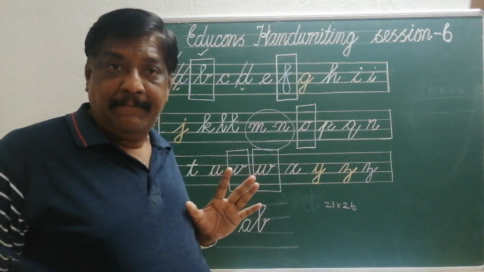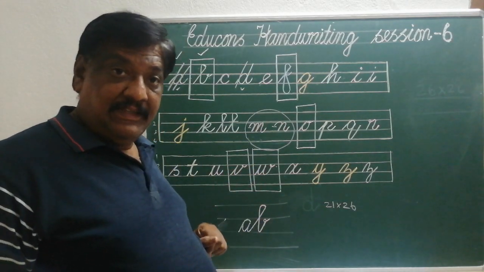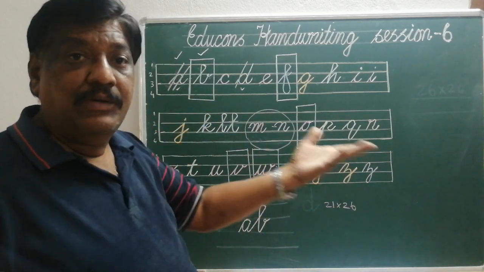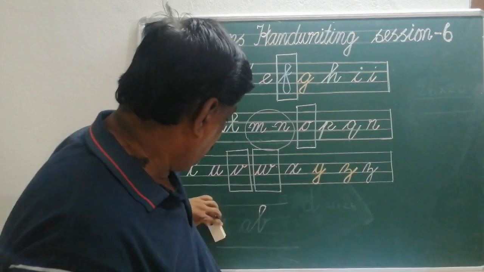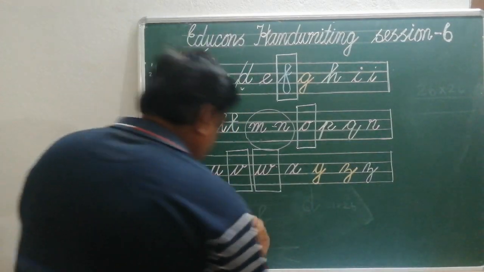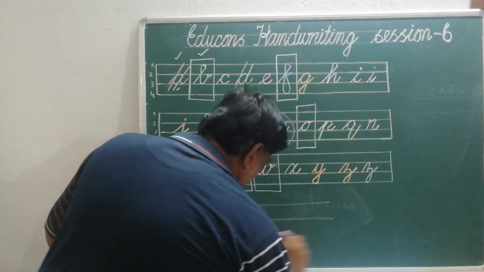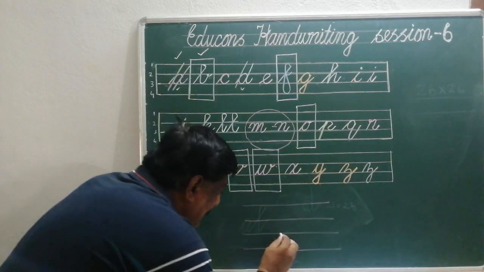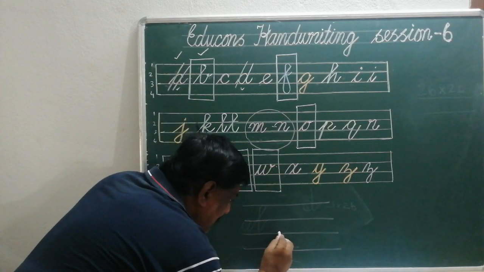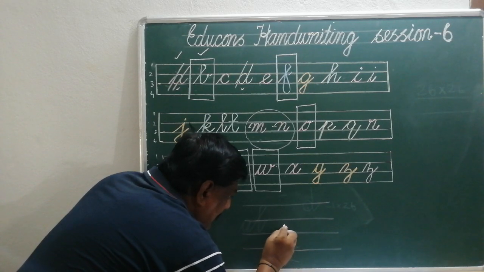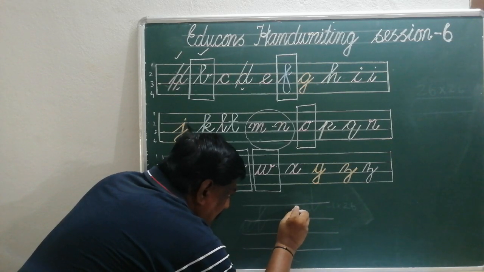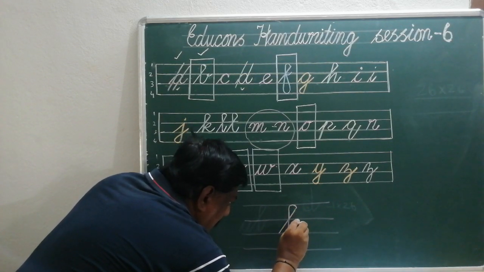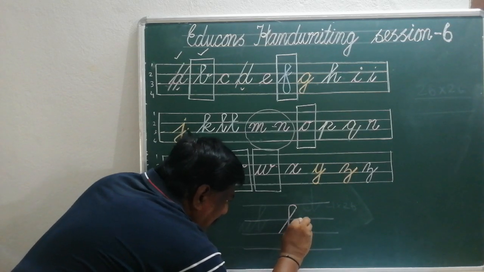So easy. If this is easy, then what will it be if the letter ends here? If it is easy, that is so easy. I'll show you. Suppose, see here. Now I am going to take the letter B. I am going to start from the third line. See. So I am ending here.